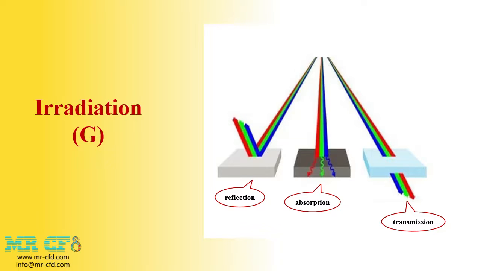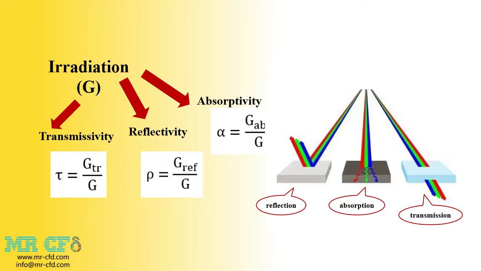Now, I want to talk about a new concept, irradiation. Irradiation is equal to the radiant energy reaching a surface and is denoted by the symbol G. This energy can be divided into three different modes. Some of it is absorbed by the surface, some of it passes through the surface, and some of it reflects off the surface. The ratio of the energy absorbed by a surface to the total energy received by that surface is equivalent to the absorption coefficient, absorptivity, which is denoted by the symbol alpha.